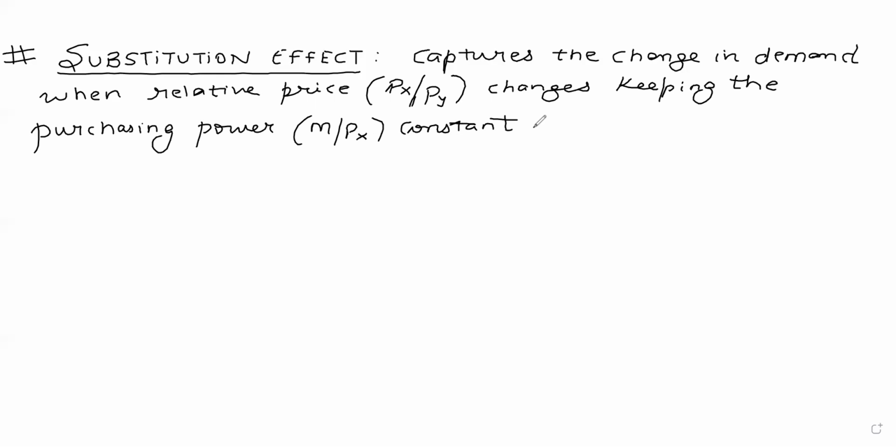Okay, so let me not write M by Px because it can be M by Py also. So let me just use the term purchasing power. Students know what is meant by purchasing power. If price of good X is changing, purchasing power will be captured by M by Px. If price of good Y is changing, purchasing power will be captured by M by Py. Okay, so substitution effect will capture the change in demand or the change in optimal choice when relative prices change, keeping the purchasing power constant.